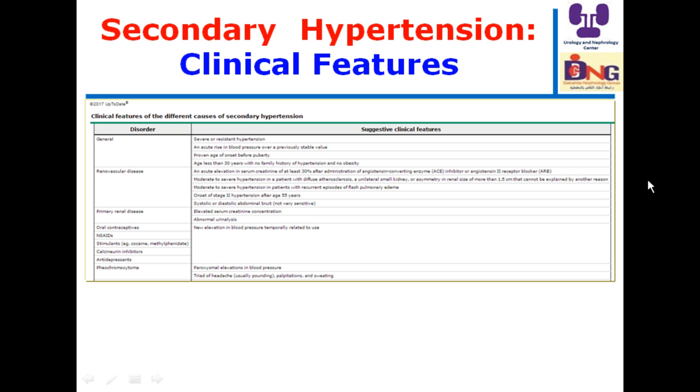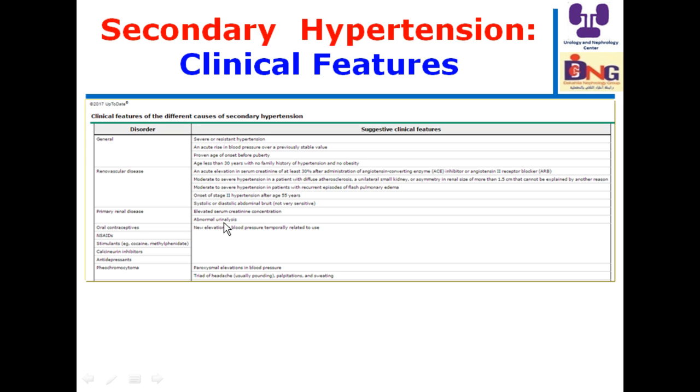Regarding secondary hypertension, this table summarizes the suggestive clues: severe resistant hypertension, an acute rise in blood pressure over previously stable values, onset before puberty, age less than 30 years with family history of hypertension and no obesity, and for renal disease I discussed it: primary renal disease, serum creatinine, use of different drugs, and other situations like primary aldosteronism.